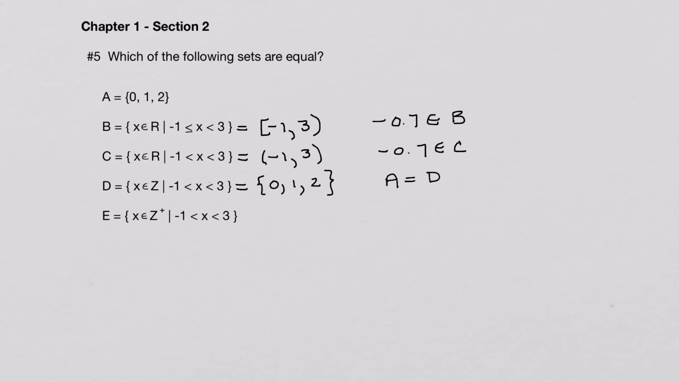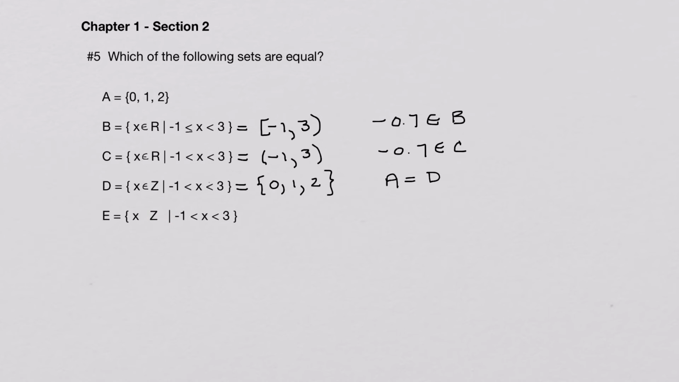So we know that sets A and D are equal, and that's all we have so far. Now let's take a look at set E. This says the set of all x in the set of positive integers. Notice that it's the set of positive integers because there's a little plus next to the Z.